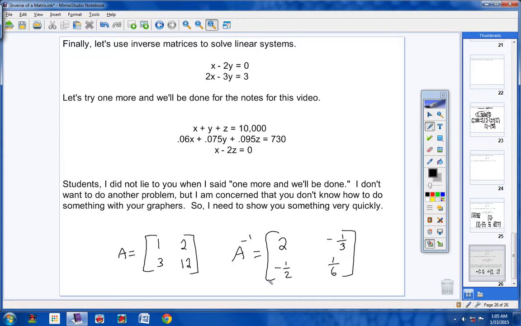So anytime you get out a matrix, whether you've multiplied 2 matrices together or found the inverse or whatever, and the matrix has decimals in it, and you want it to be fractions, just hit math, enter, enter, and it will convert it over for you.